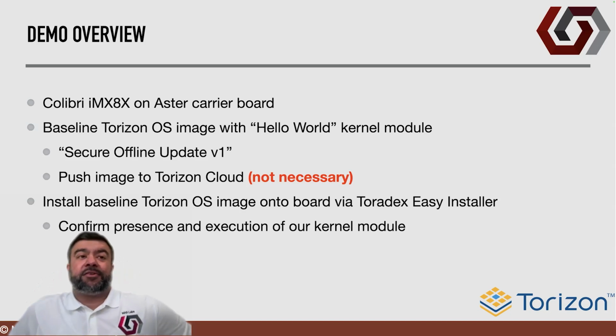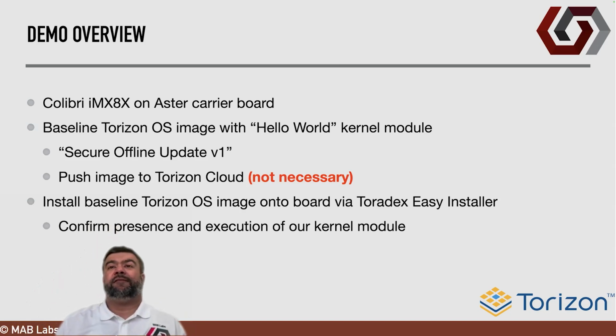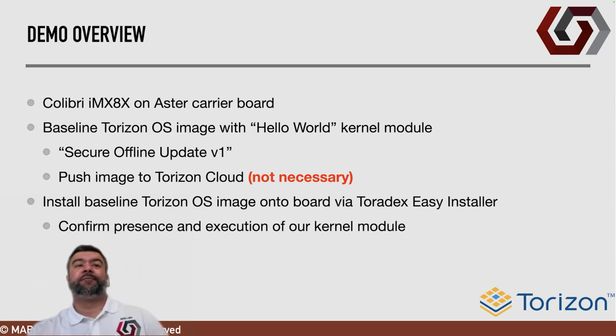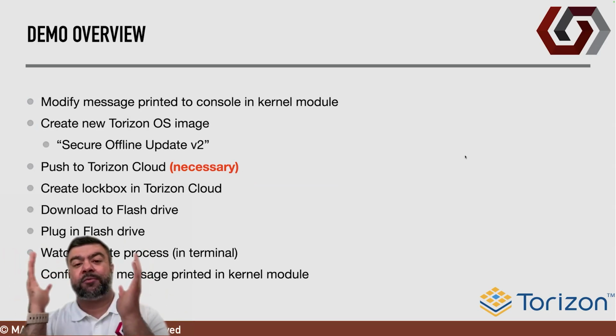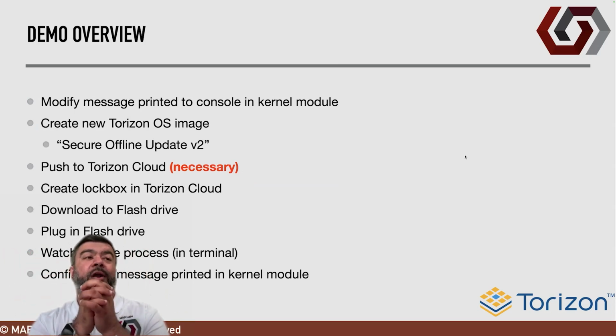Then I installed the baseline Torizon OS image onto the board via Toradex Easy Installer, and I confirmed the presence and execution of our kernel module. I forgot to mention that we also need to apply some customizations to this image to enable offline updates. Okay, the next step: we have our baseline image one, which enables offline updates. Now we want to modify the kernel module so that a different message is printed to the kernel log. We create a new Torizon OS image and call it V2.